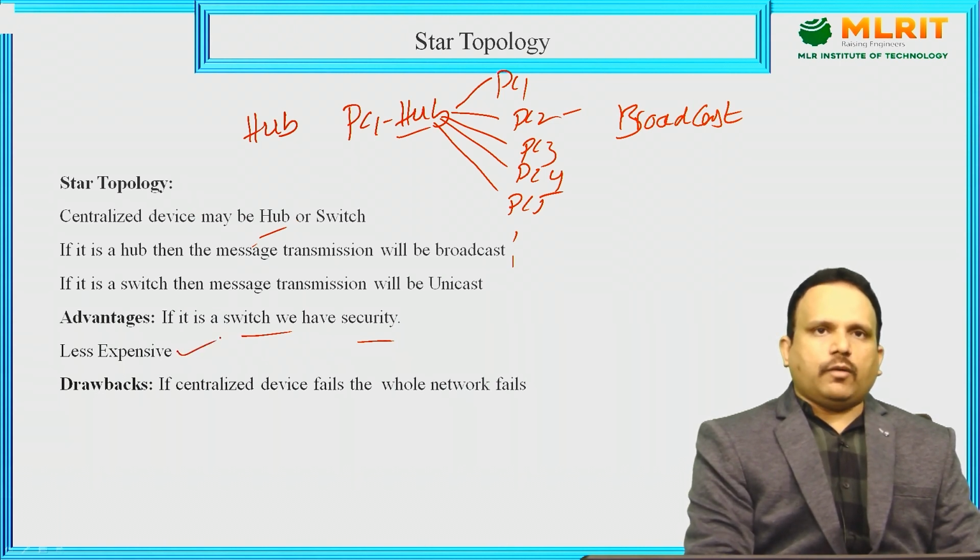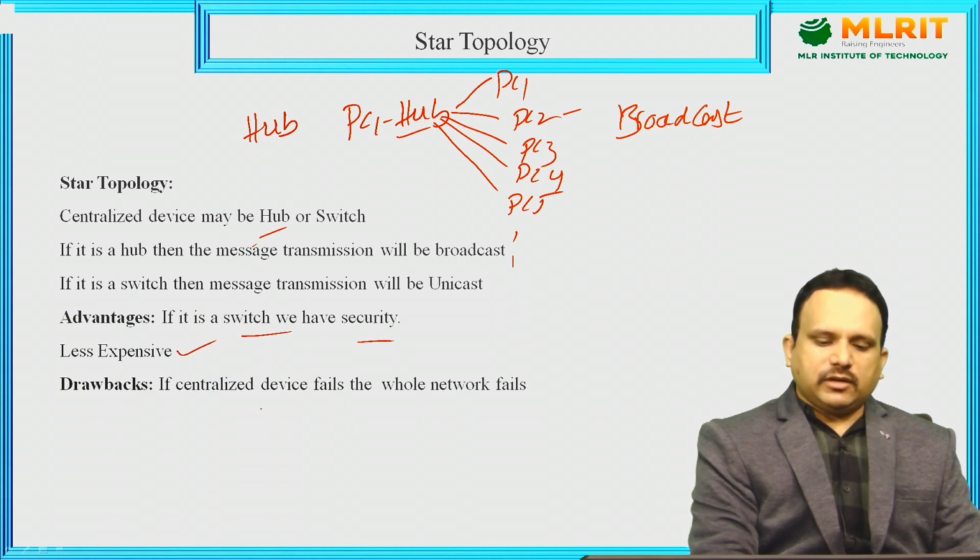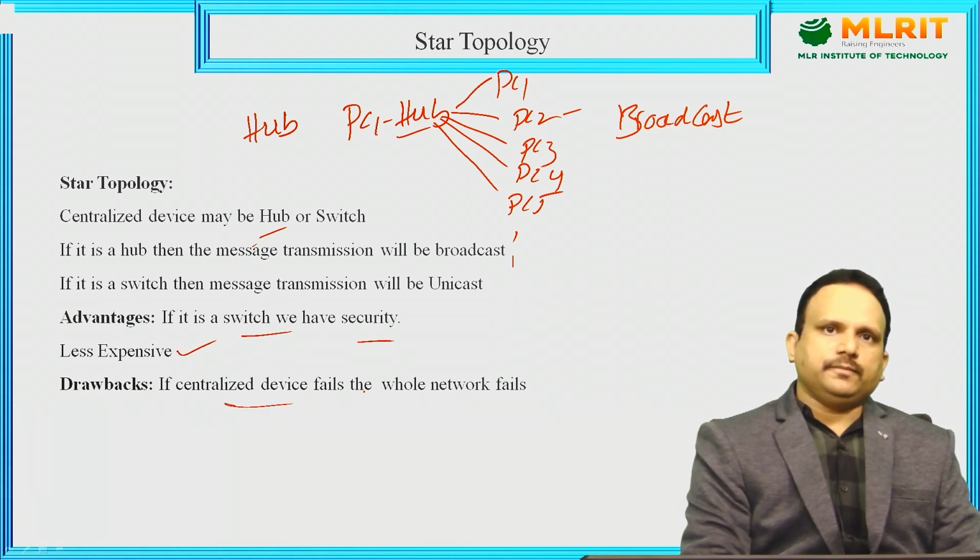So what is the main drawback? Either it might be a hub or a switch, if that particular centralized device fails, the whole network will fail. That is the drawback of this star topology.